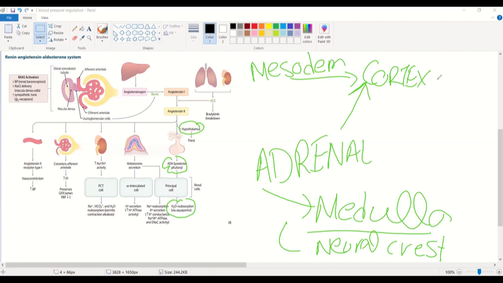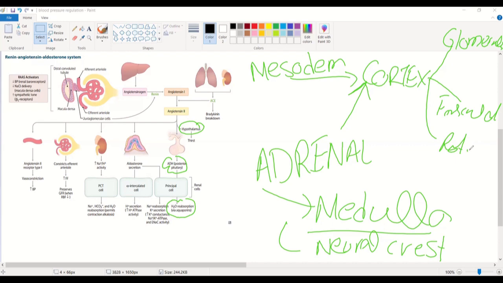So the cortex is further divided into three layers: glomerulosa, fasciculata, and reticularis. So aldosterone is released from which layer? That would be from glomerulosa. Glomerulosa, right? Yes.